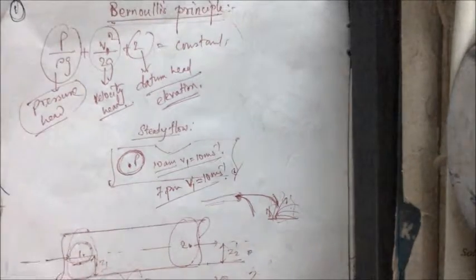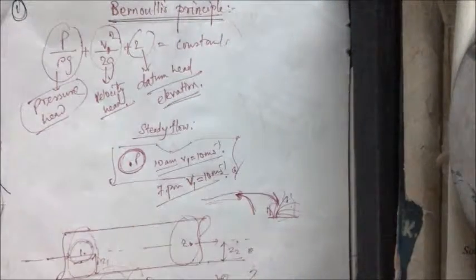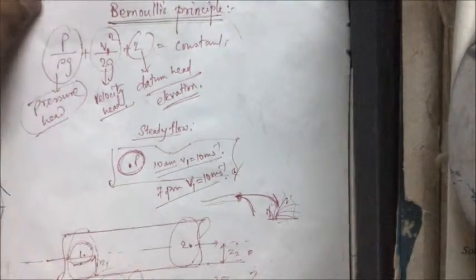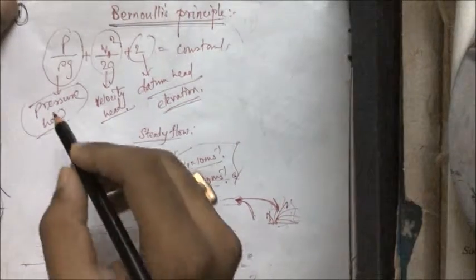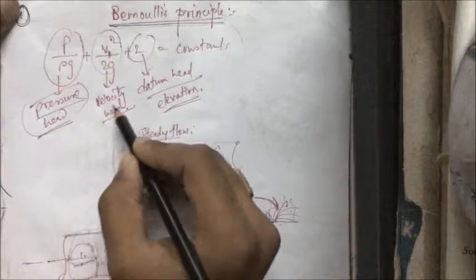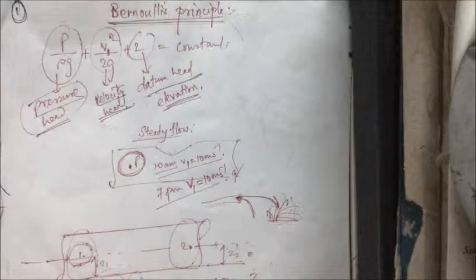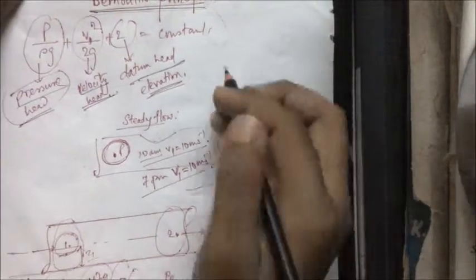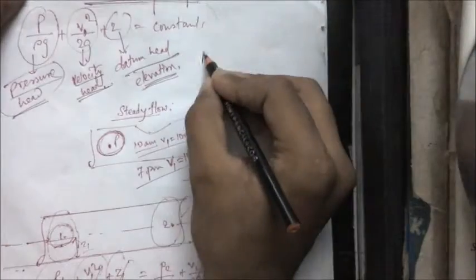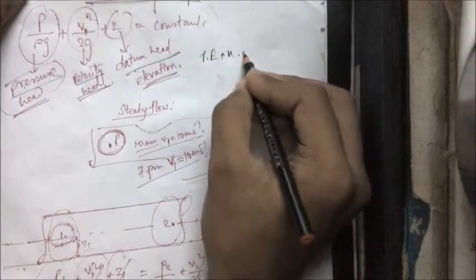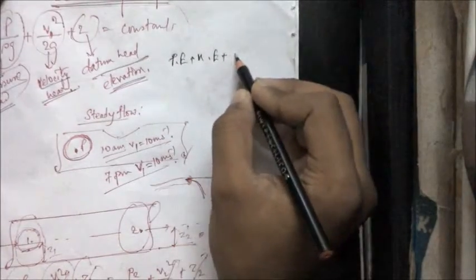Well, guys, today we are going to study about Bernoulli's principle. It is named after Daniel Bernoulli. He actually stated a relation between pressure head, velocity head, and datum head. What is datum? It is actually the elevation head. It is as simple as that. Actually, you can express in other terms also: pressure energy plus kinetic energy plus the potential energy.